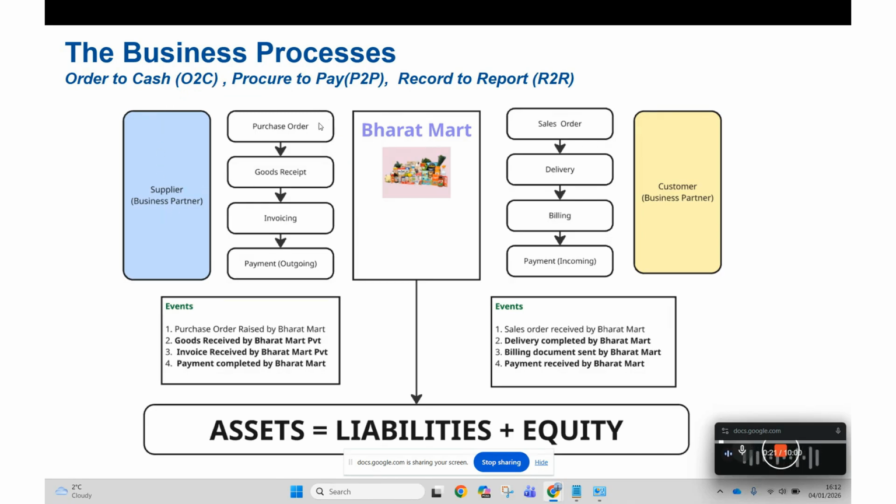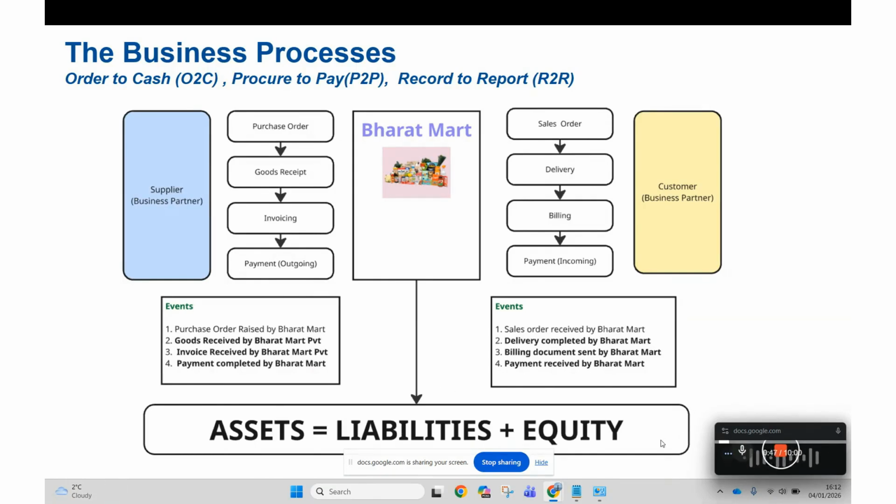BharatMart raises a purchase order to the supplier. The supplier sends the goods, which are then received by BharatMart. The supplier then sends an invoice, which is also received by BharatMart, and then BharatMart goes ahead and makes the payment. This is an outgoing payment. As you can see here, all these events are recorded and they are then transferred to the general ledgers that are used by the company.